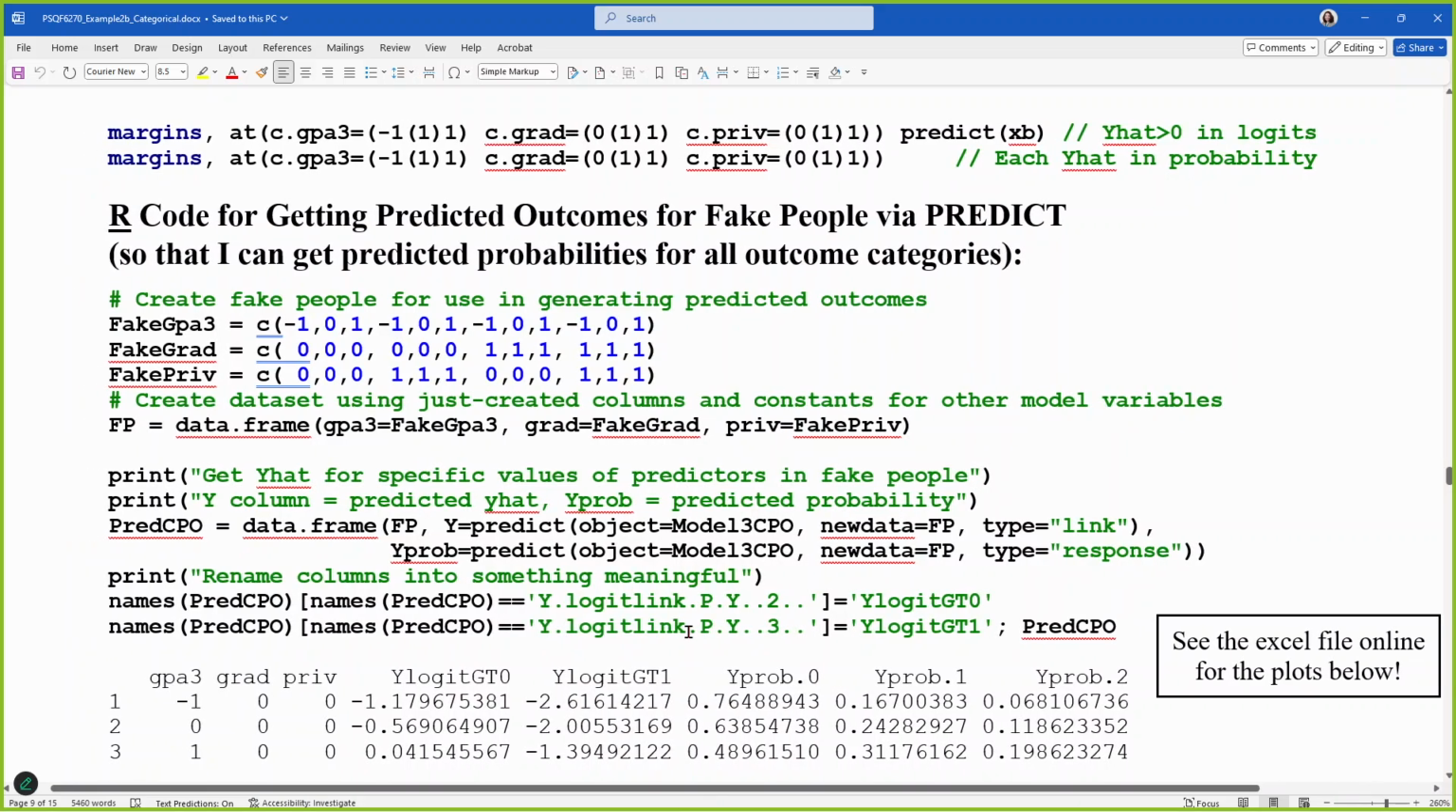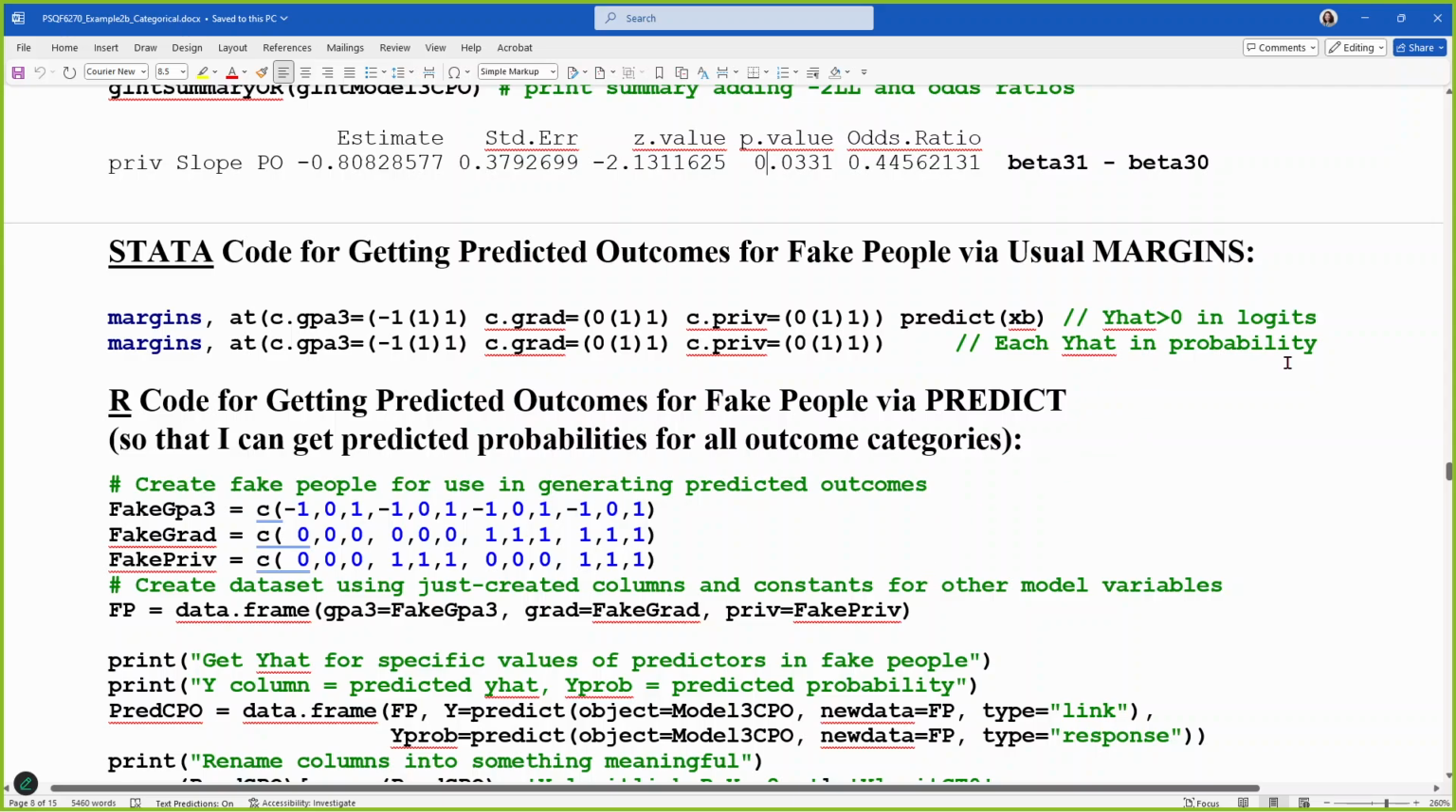So I've got a couple different things here. Stata users, you don't have to do very much typing at all. Margins. The first number is where it starts, the second number is what the increments are, and the last number is where it ends. So I'm saying print estimates for predicted outcomes starting at GPA of -1 in increments of 1 up to 1.